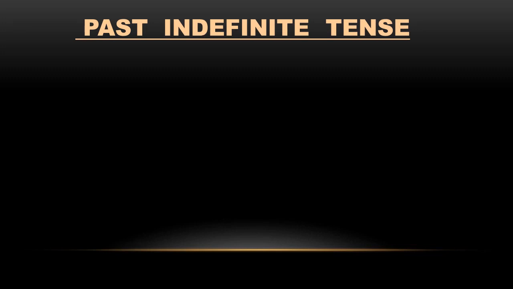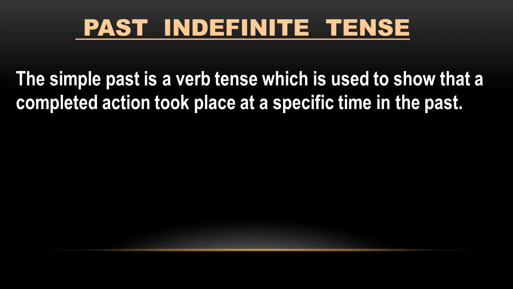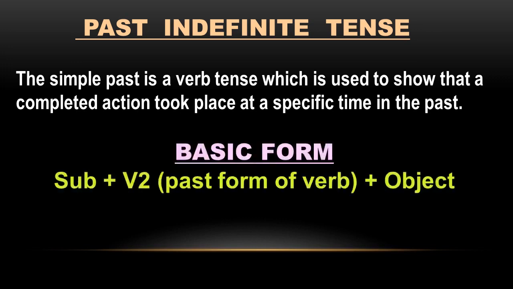We discussed past tense. Past tense or past indefinite tense represents the action that has been completed in the past time. Simple past or past indefinite tense is a verb tense which is used to show that a completed action took place at a specific time in the past. Its basic form is subject plus second form of the verb, that is past form of verb, plus object.